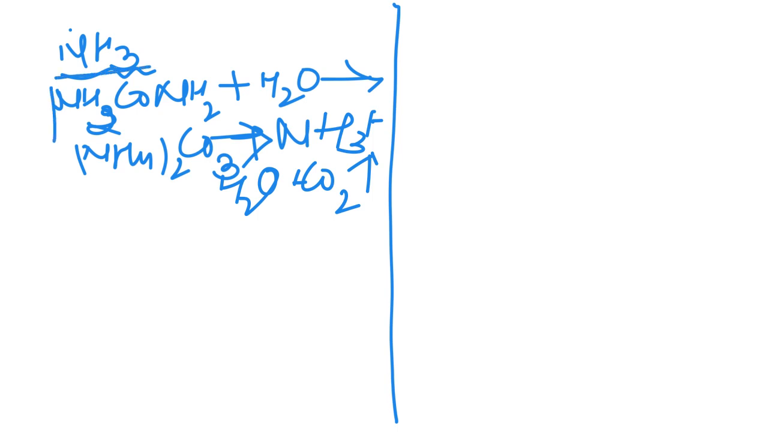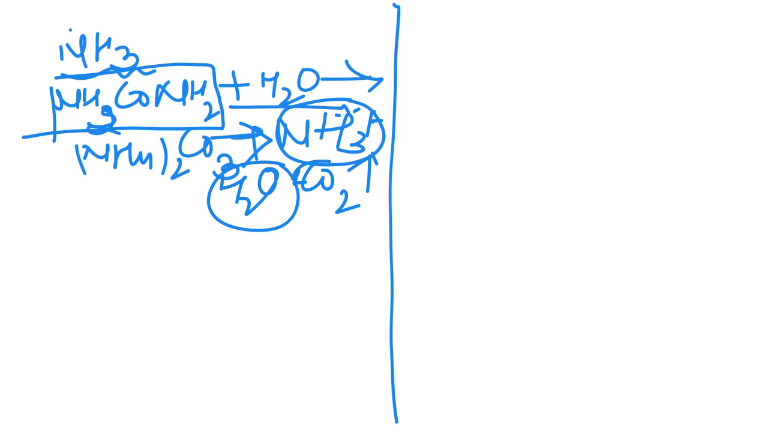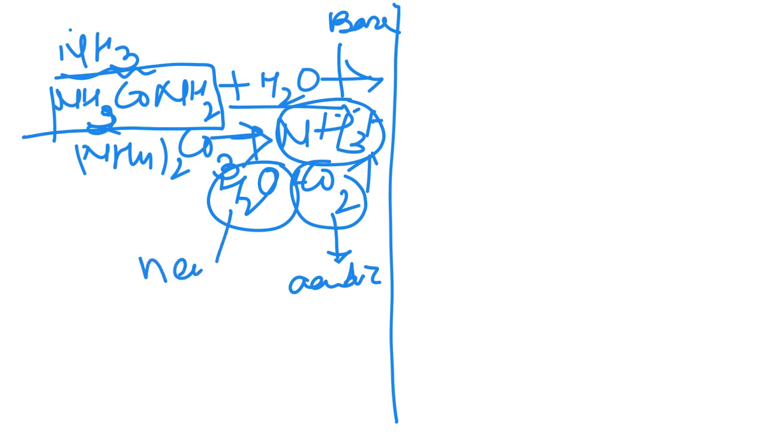So you can see this compound gives three compounds. You can see ammonia, water and carbon dioxide, and see the nature of these compounds. This is base, this is neutral, and this is acidic. Isn't it interesting? Urea is giving three compounds. One is base, the other is neutral, and the third is acidic.